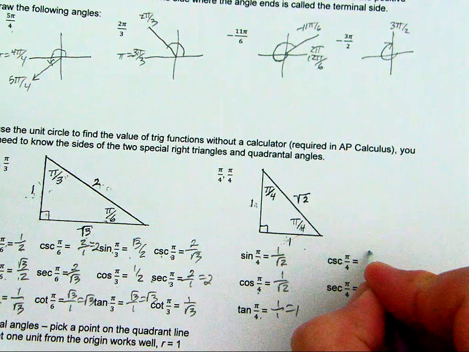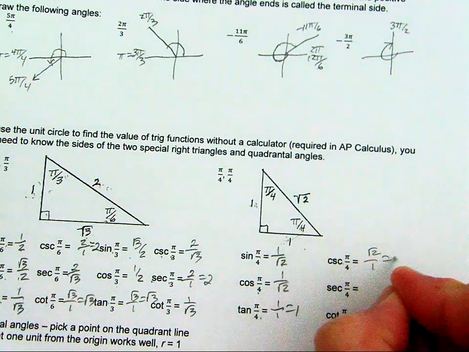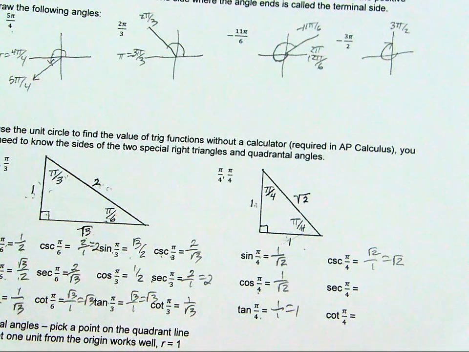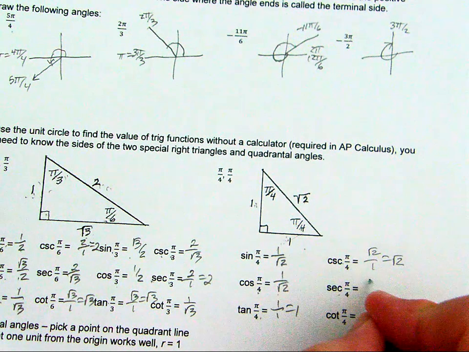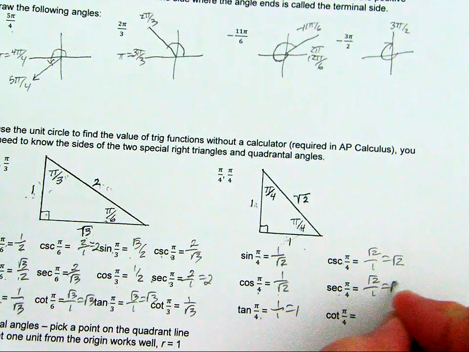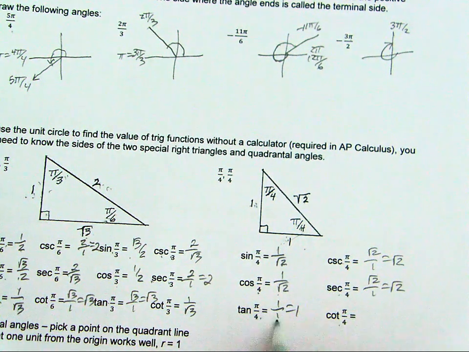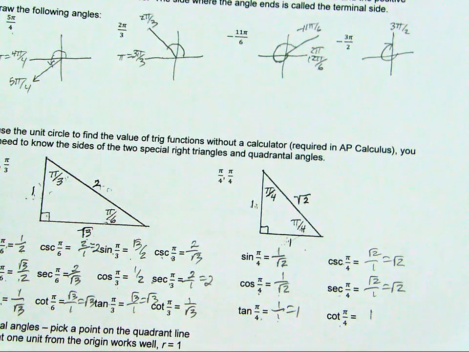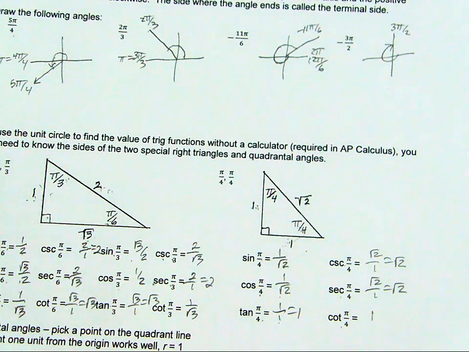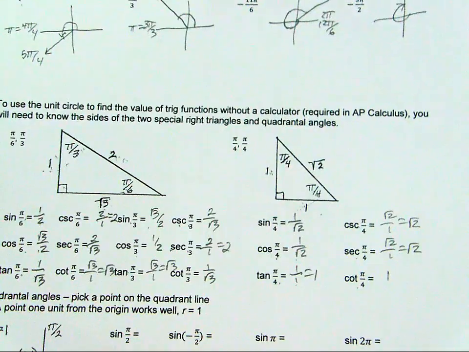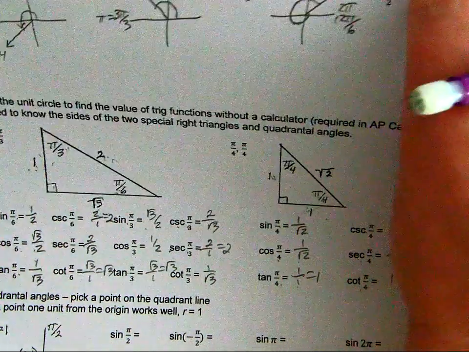The reciprocal functions, cosecant is the reciprocal of sine, radical 2 over 1 or just radical 2. Secant is the reciprocal of cosine, radical 2 over 1 or just radical 2. And cotangent is the reciprocal of tangent, just 1. So those are the special right triangles. Whenever you see pi over 6, pi over 3, pi over 4, use those triangles. You will need to know those.